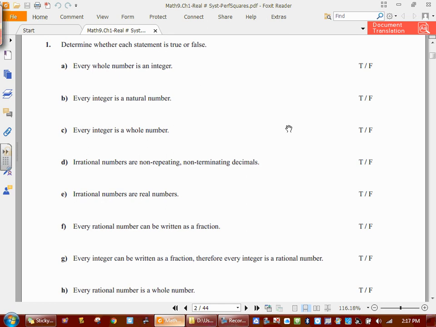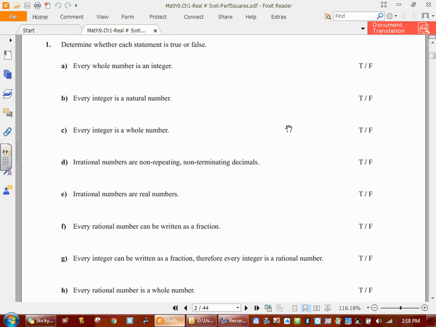The boxes I'm talking about right now are whole numbers and integers. Look at the way it's worded. The first one says that every whole number is an integer because it can fit in that box. True or false?